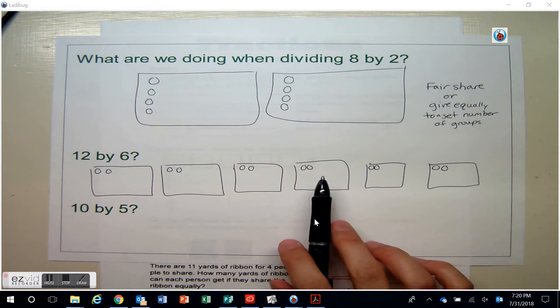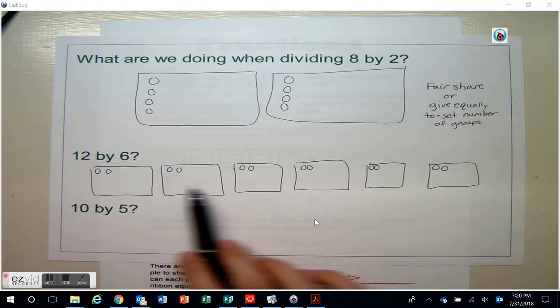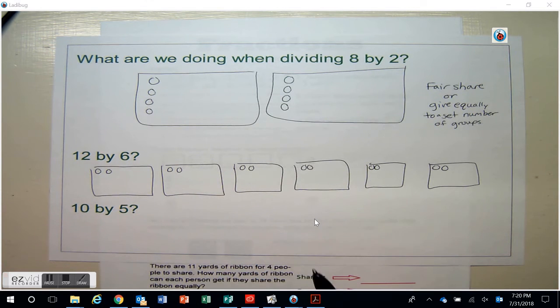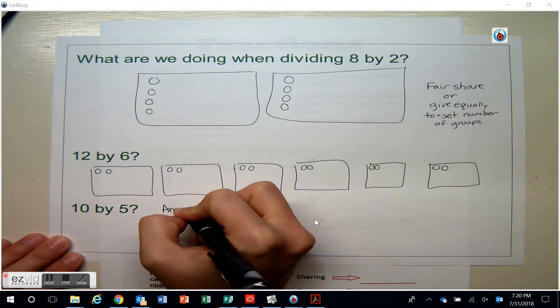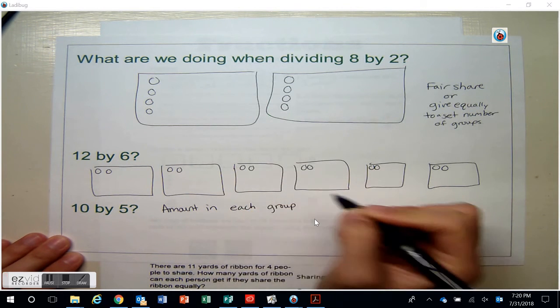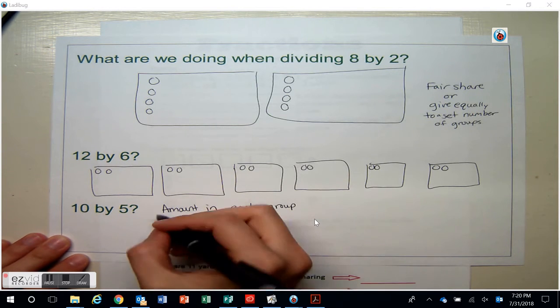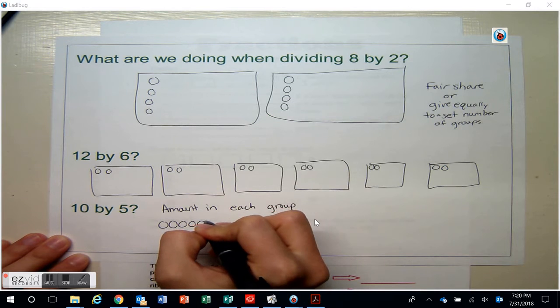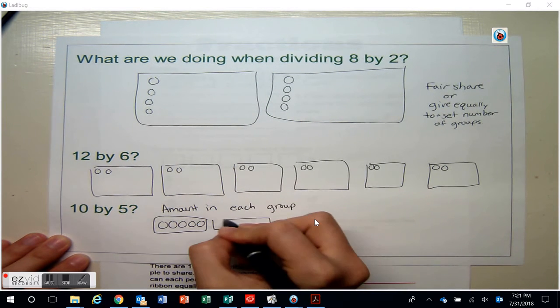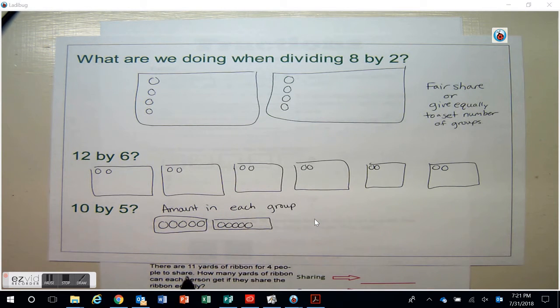Let's now look at 12 divided by 6. Well, that means I'm going to want 1, 2, 3, 4, 5, 6 groups. And I'm going to, again, fair share or give equally to those 6 groups until I reach the total of 12. 1, 2, 3, 4, 5, 6, 7, 8, 9, 10, 11, 12. Oop, I'm there. 12 divided by 6 we know is 2. So I was able to fair share or give equally to 6 groups, getting 2 as my answer.